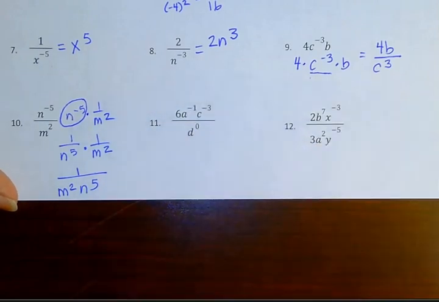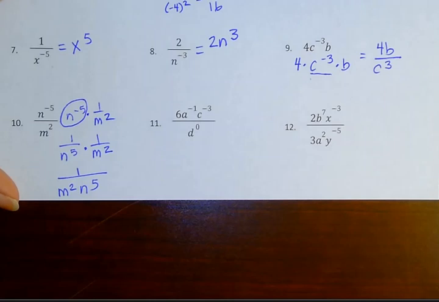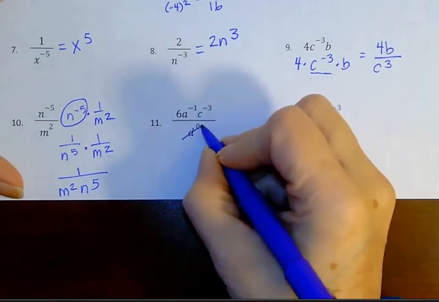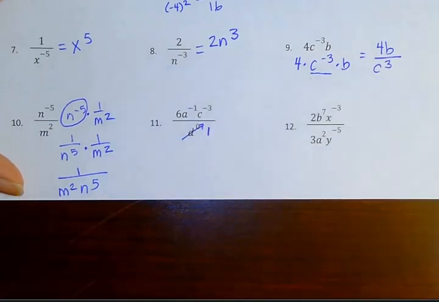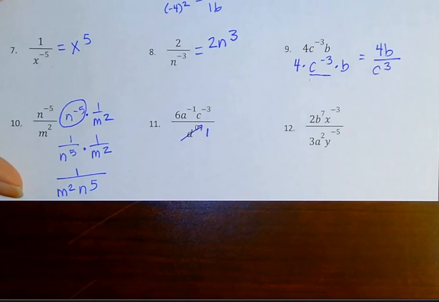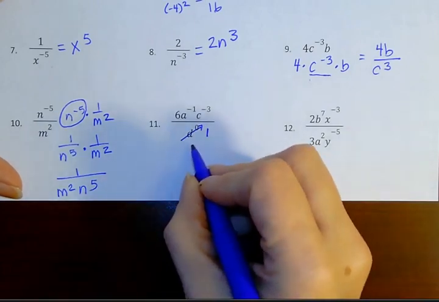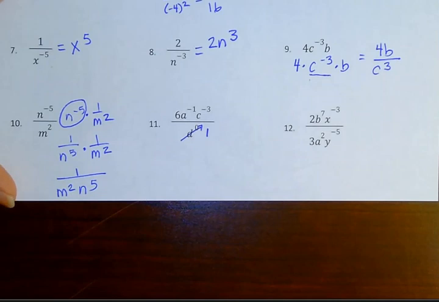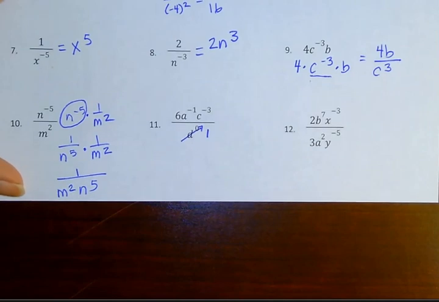Okay, here 6a to the -1, c to the -3, all over d to the 0. Well, that's a mouthful, but d to the 0 equals what? 1. That's it. Anything to the 0 power is 1. And we are assuming, you are assuming, that if I give you a variable in the denominator, that it's not 0. Okay, just assume that, please.